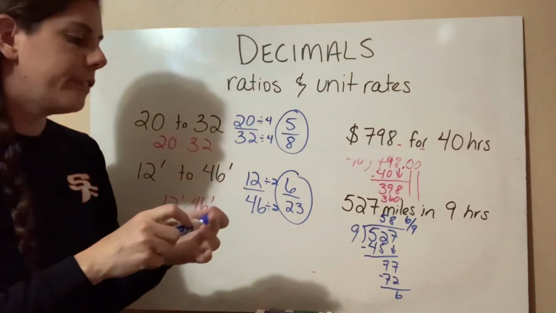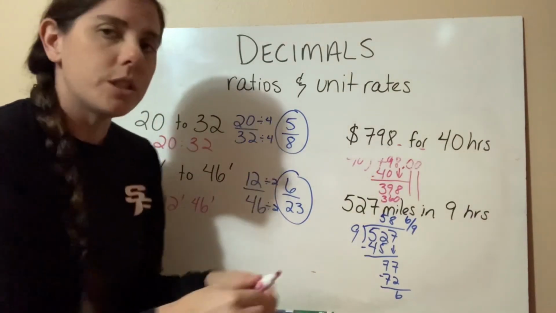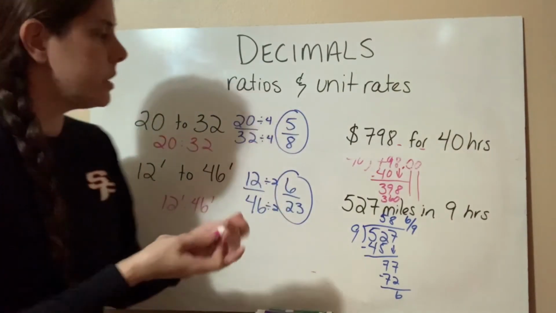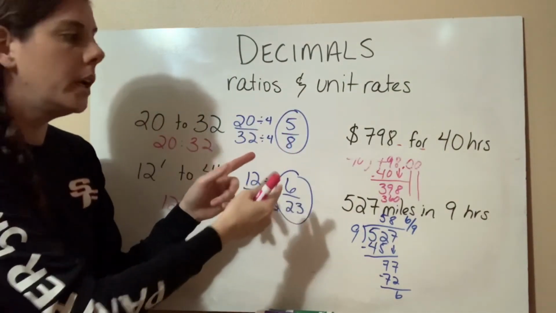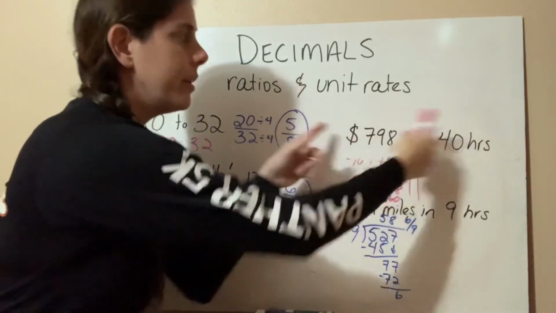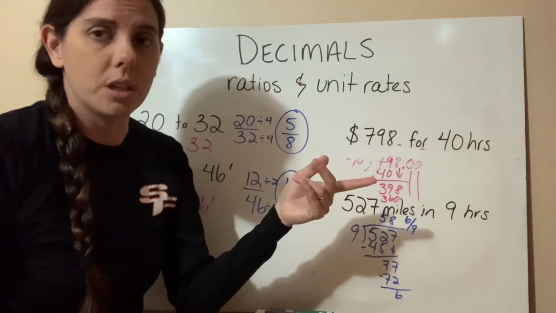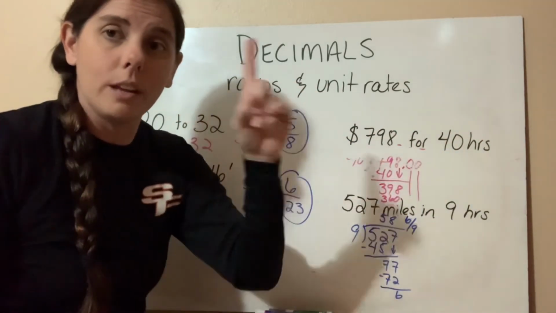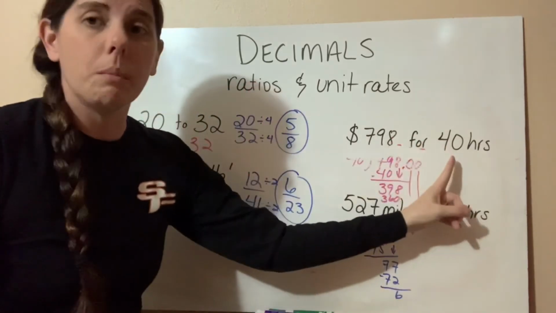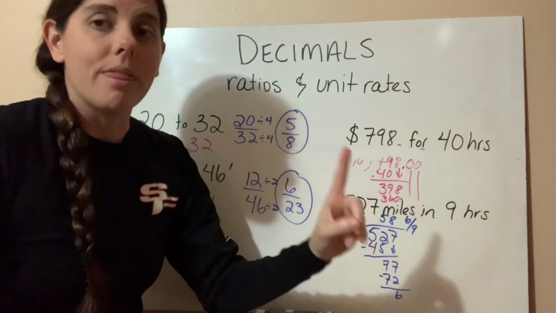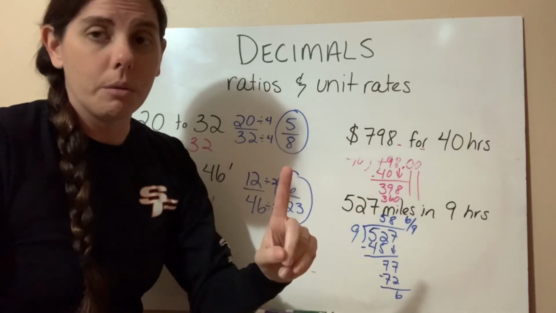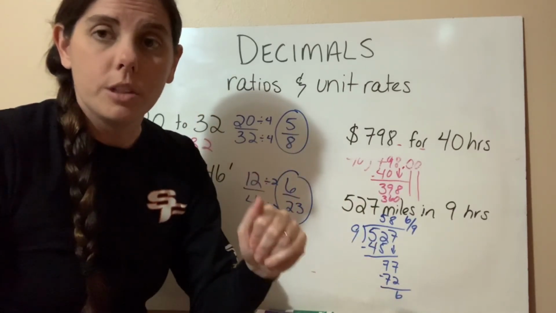So these are just how to find unit rates. Again, we're just doing division. So to set a ratio up as a fraction, very simple. And when we are given a ratio for a specific situation, how do we break it down to find the unit rate? So how much did we make in 1 hour? How far did we go in 1 hour? And that is calculating unit rate, and we use division to accomplish that.